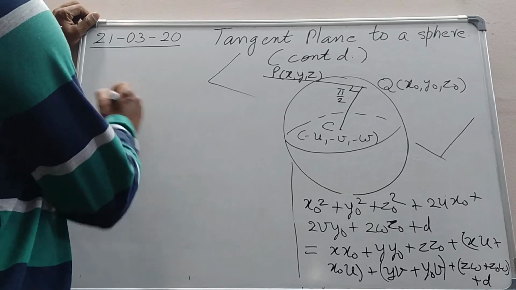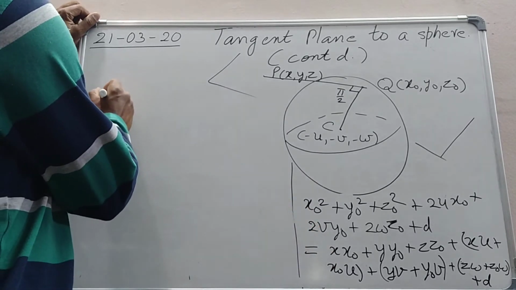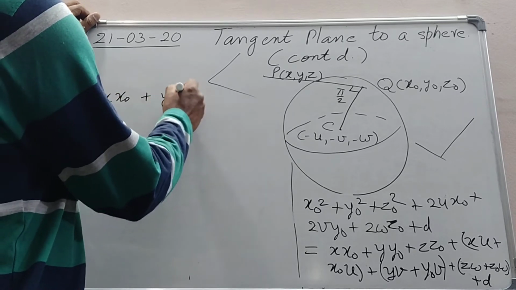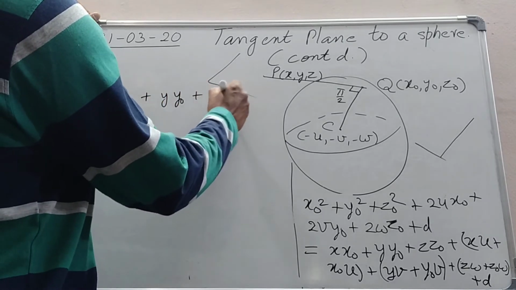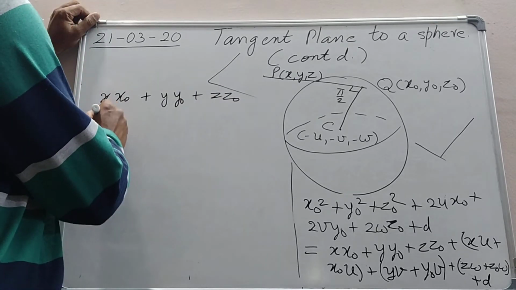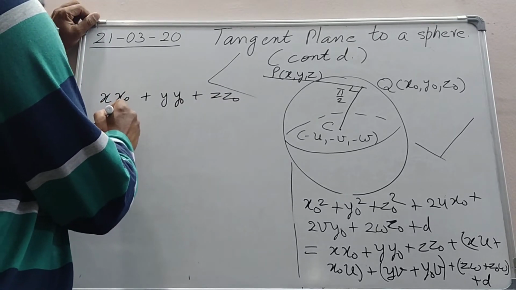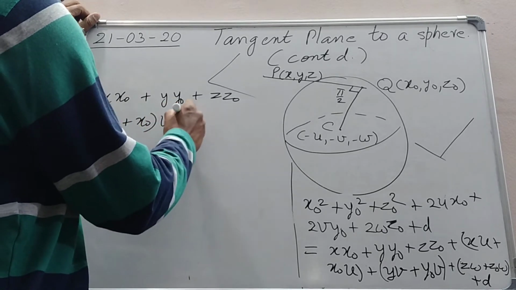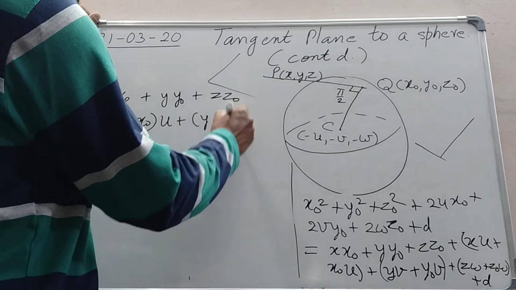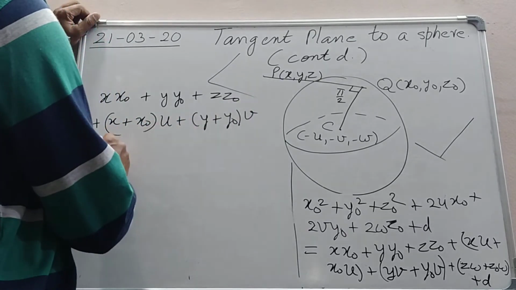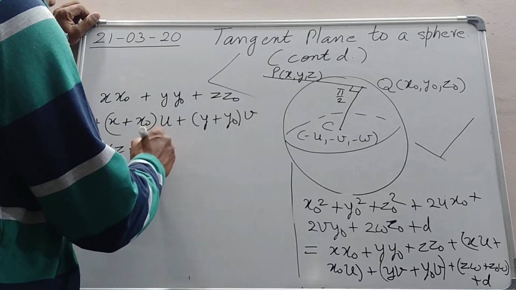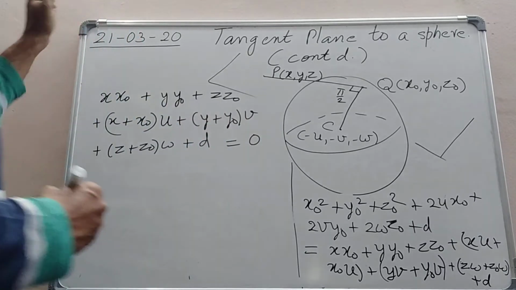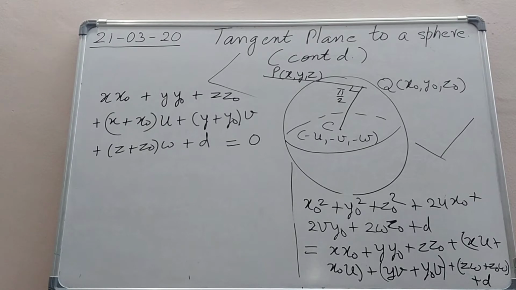And therefore the equation over here can be written as x naught x plus y naught y plus z naught z plus x naught u plus y naught v plus z naught w plus d equal to 0. Okay.